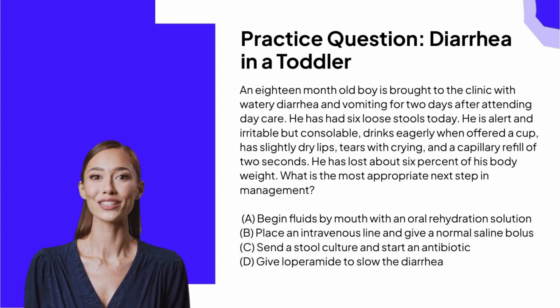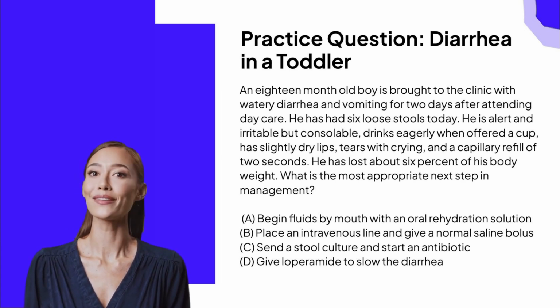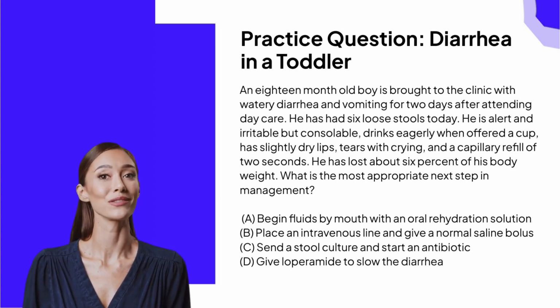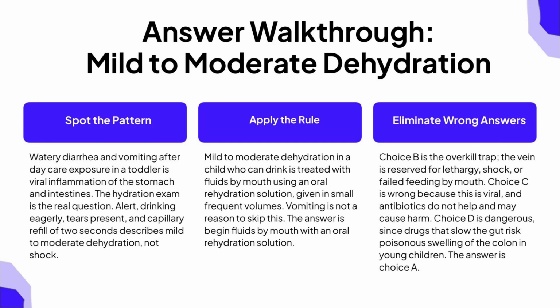Before you look at the choices, find the hydration sentence. Notice the words alert, drinks eagerly, and tears with crying. Notice also that the stem is trying hard to scare you with 6 loose stools and 6% weight loss. Read the 4 options, commit, and we will reason through everyone together next. Let us break this down. Step 1. Spot the pattern.